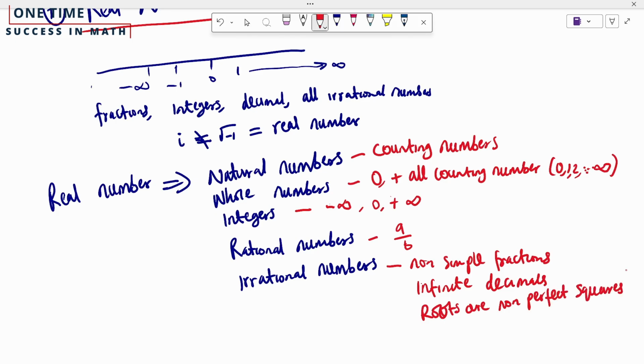So rational numbers together with irrational numbers make up the set of real numbers. Okay? So rational numbers and irrational numbers make up the set of what? Real numbers.